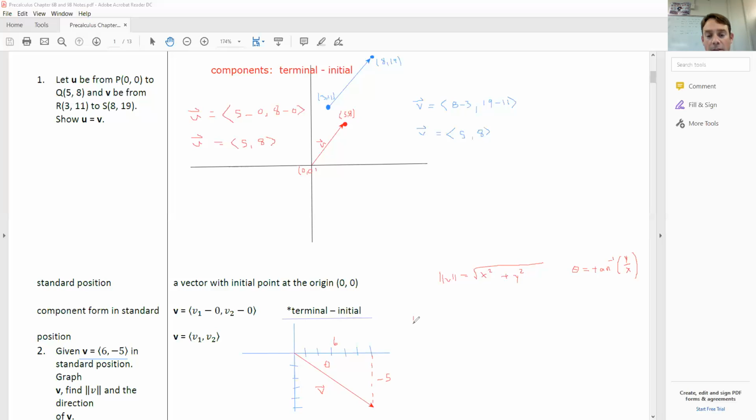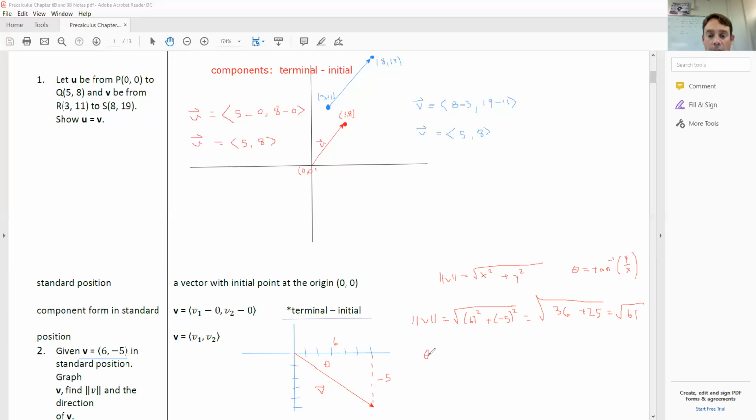So I can find my magnitude of this vector. In other words, how strong is this vector? How forceful is this vector? By doing the Pythagorean theorem. So 6 squared plus -5 squared. Some people call a vector a directional force. We have 36 plus 25. That means the magnitude is root 61. In other words, it's root 61 units long.